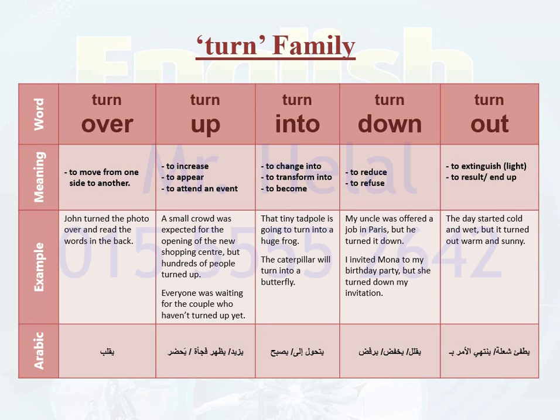Example, the tiny tadpole is going to turn into a huge frog. يعني هذا الحيوان البرمائي، tadpole اللي هو السلمندر أو اللي هو صغير الضفدع، لأن احنا عارفين إن الضفدع في بداية حياته بيبقى كائن صغير كده ليه ديل ملوش رجول، بيبقى كائن بيعيش في المية وبعد كده بيتحول إلى شكل الضفدع. Another example, the caterpillar will turn into a butterfly. يعني الدودة سوف تتحول إلى فراشة.